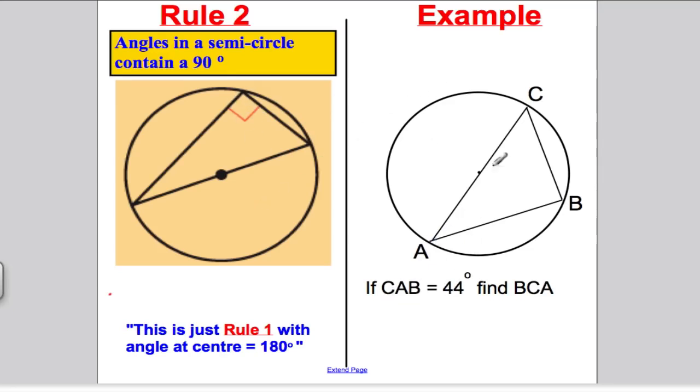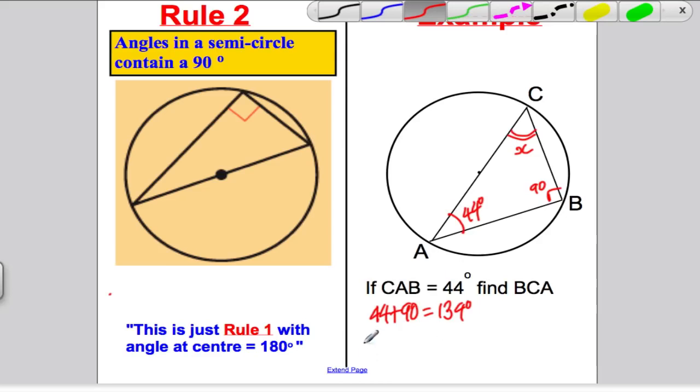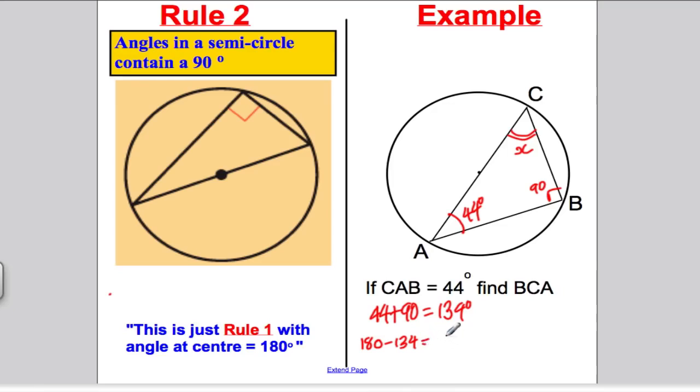It says if CAB, C to A to B, is 44 degrees, find BCA, find B to C to A, find this one. Well, if this is a diameter, this is a triangle in a semicircle, this angle here must be 90. So to get this one, you add 44 and 90, you get 134 degrees. And then you take that away from 180, so you do 180 subtract 134, and you get 46 degrees. So BCA is 46 degrees.